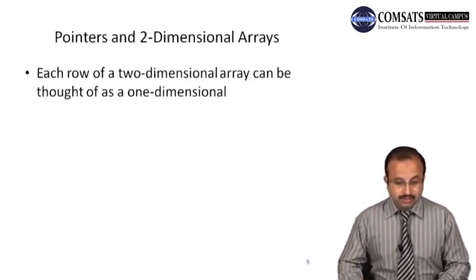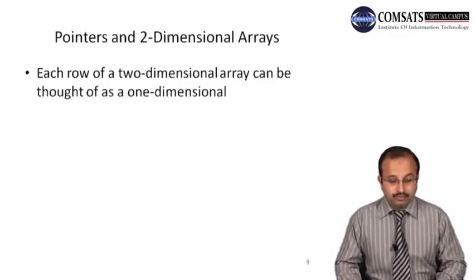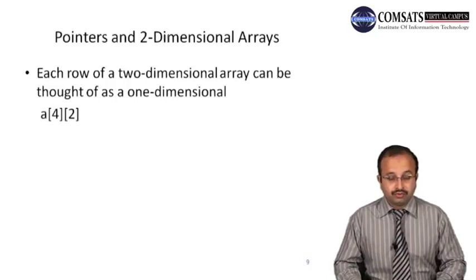Now pointers and two-dimensional arrays. Each row of a two-dimensional array can be thought of as a one-dimensional array. Like we have an array A that contains 4 rows and 2 columns. So that is a two-dimensional array.